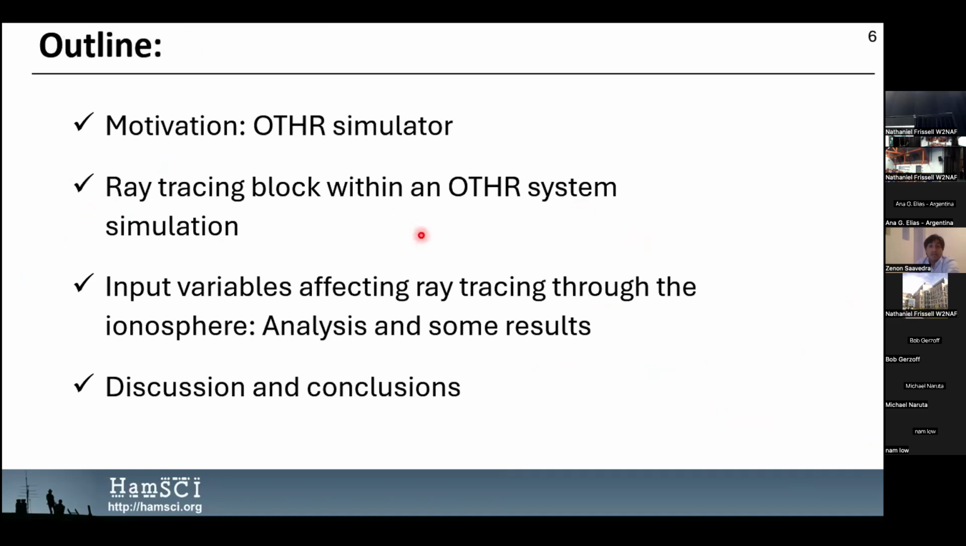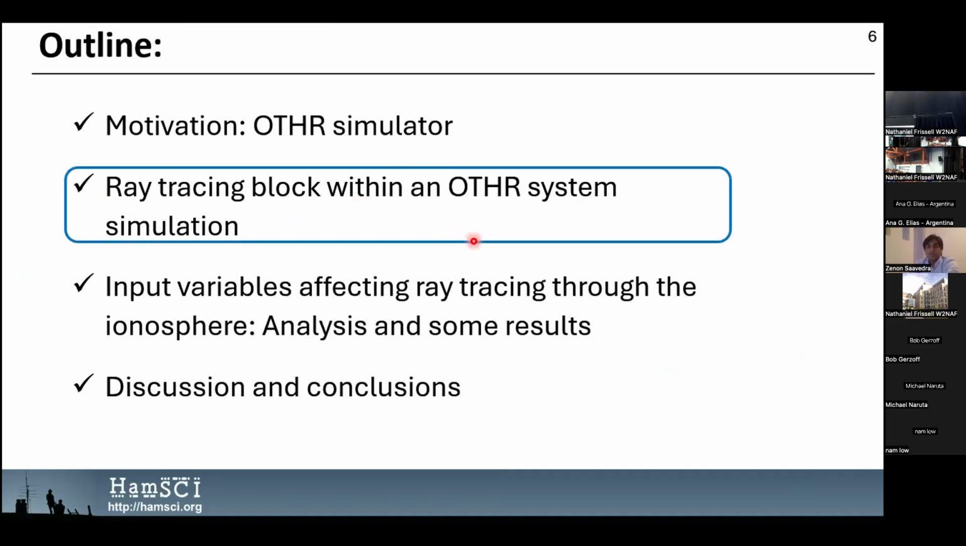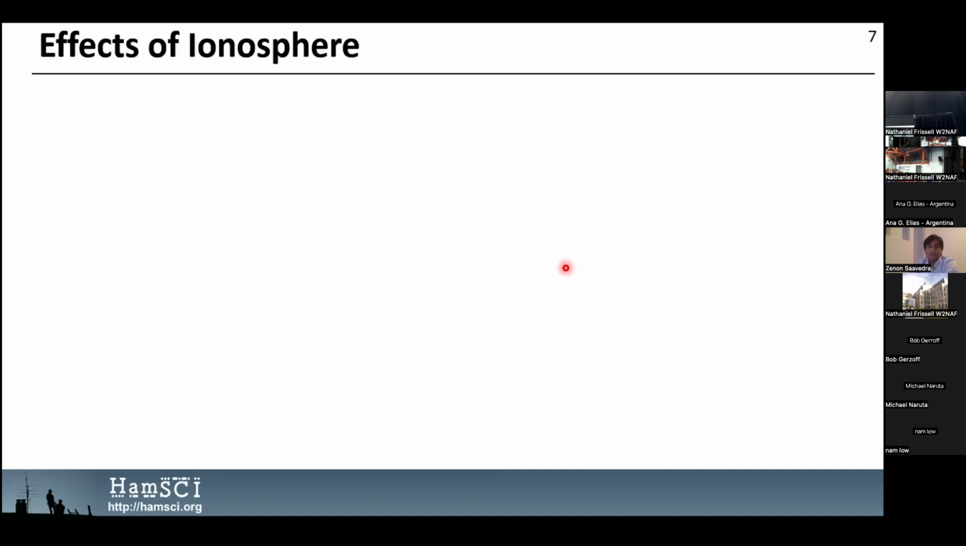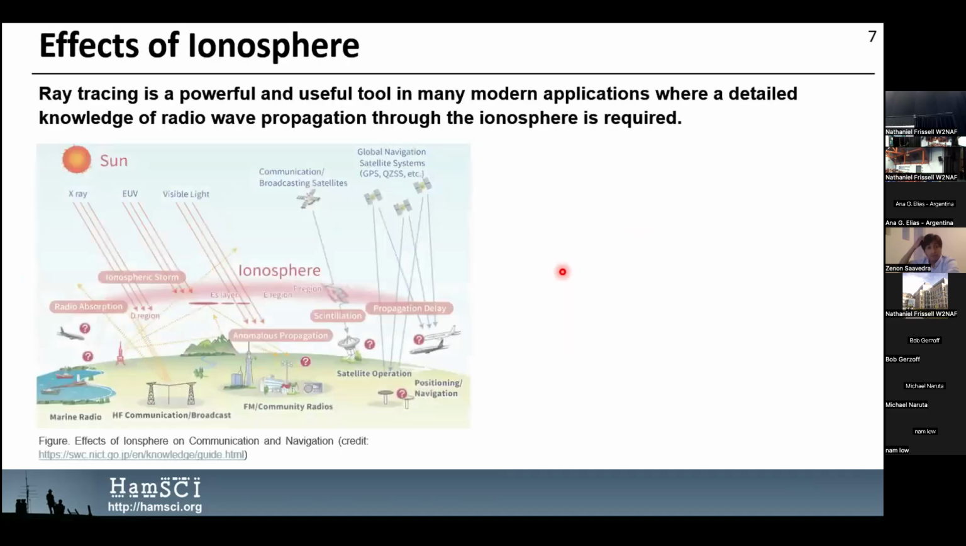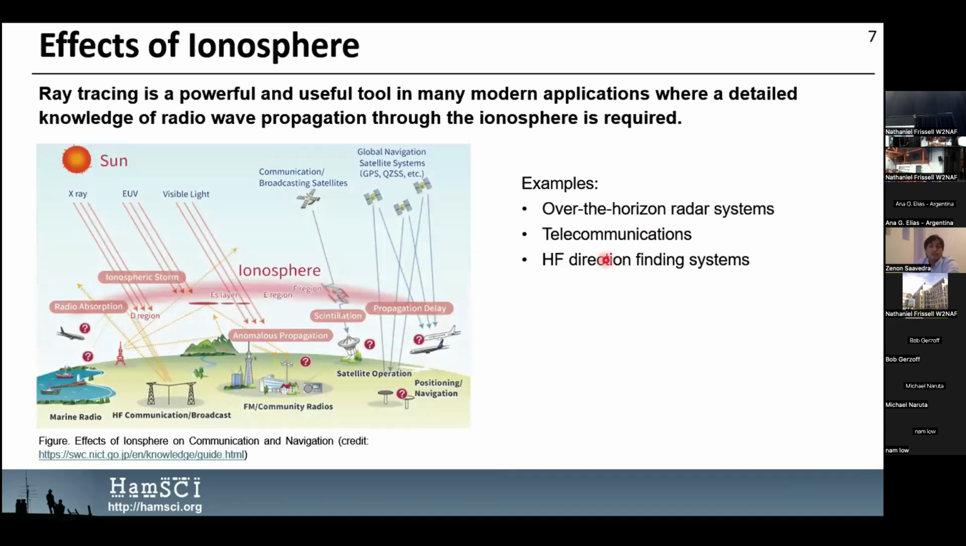Okay, now I will speak about the ray tracing part of this simulator. It has always been a challenge to establish radio links with the radar system using the ionosphere as a reflector, due to the complexity of the electromagnetic wave propagation through the ionospheric plasma.